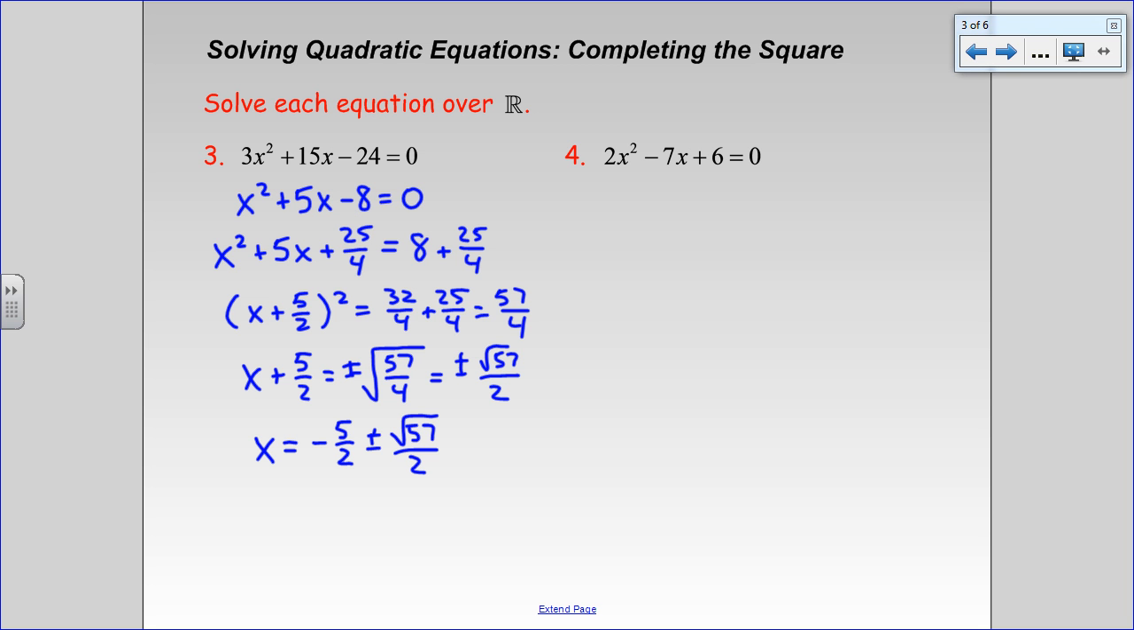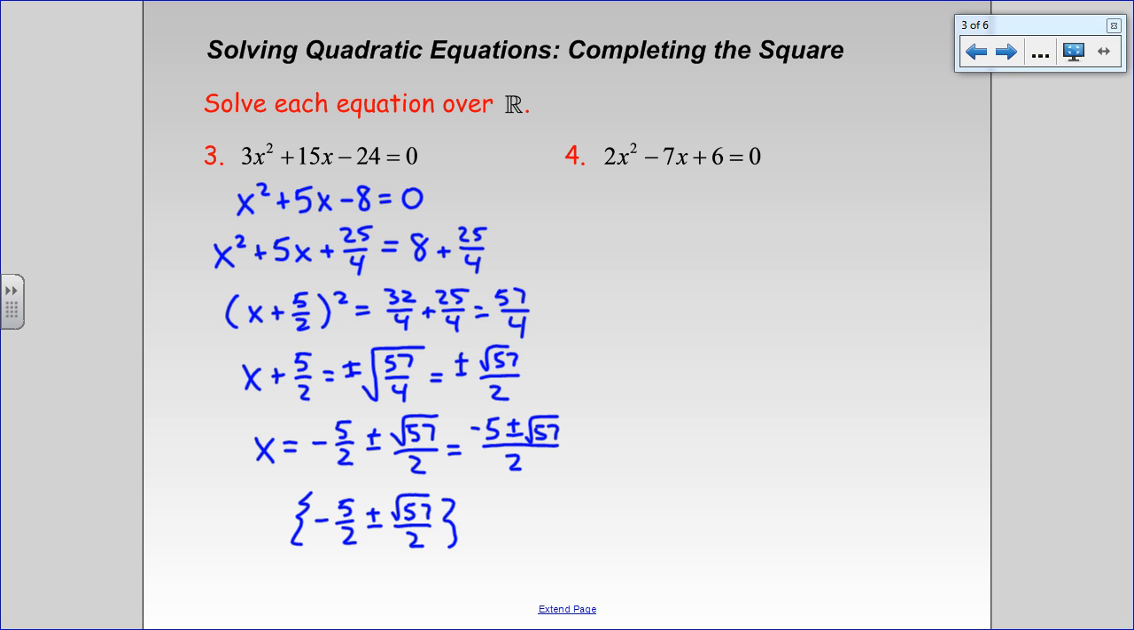Since we have a common denominator, we could also combine these two terms and write the quantity negative 5 plus or minus the square root of 57 all over 2. Either way of expressing those solutions would be acceptable. So in our solution set, we can write the following two irrational numbers. Negative 5 over 2 plus the square root of 57 over 2, and negative 5 over 2 minus the square root of 57 over 2.